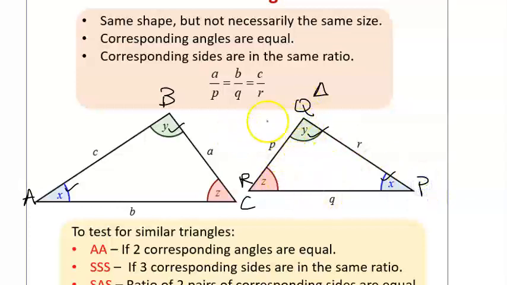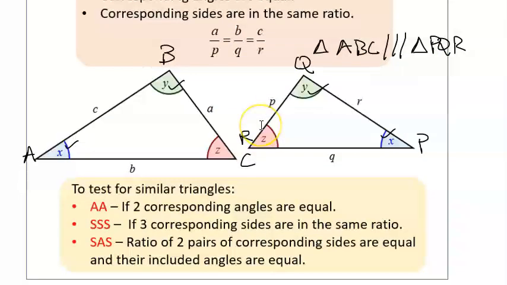So if I was to write these two triangles in the correct order, let's go X, Y, Z. You have to write it in the way that the angles are named. So it will be triangle ABC is similar to triangle X, Y, Z, so X, Y, Z will be P, Q, R. And you remember, if two triangles are similar, their sides are in proportion.